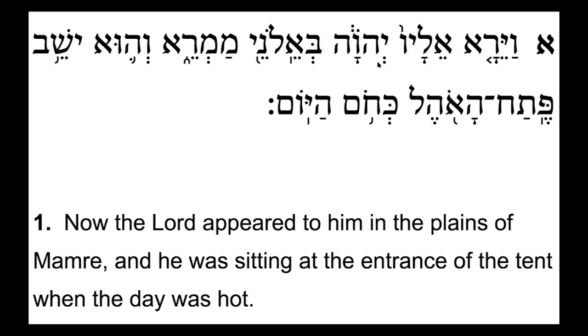Vayera Elav Adonai. So this right here, as I said before, is a separator, so you would pause here. Vayera Elav Adonai. This is, and Hashem appeared to him. Sorry, this is Tevir. No, this is Tipcha Etnachta. This is another separator, so you'd breathe here. You'd breathe at all the separators, okay? So this is Be'elonei Mamre. This is in the plains of Mamre, or at the oaks of Mamre.